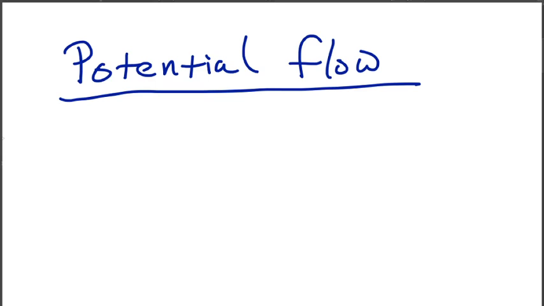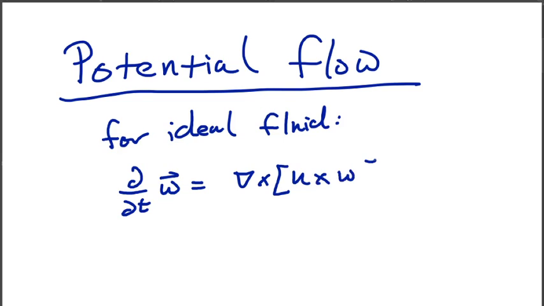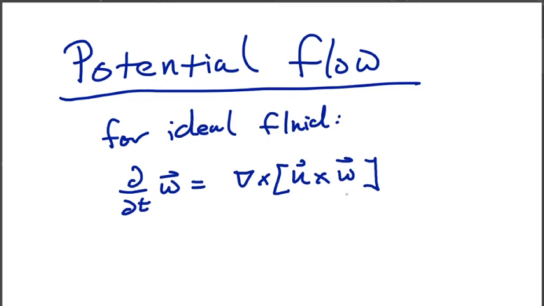Let's now consider the class of flows called potential flows. To start with our understanding of potential flows, let's recall that for an ideal fluid, we have a vorticity equation. And the vorticity equation for an ideal fluid is that d by dt of the vorticity is equal to del cross u cross omega. And this is the various nonlinear interactions between the vorticity and the velocity, the shear stretching terms, the advection terms, and also the compressible amplification terms.